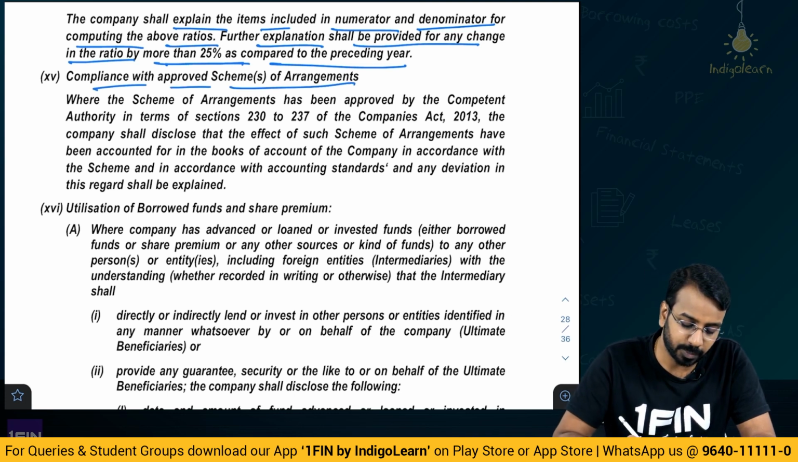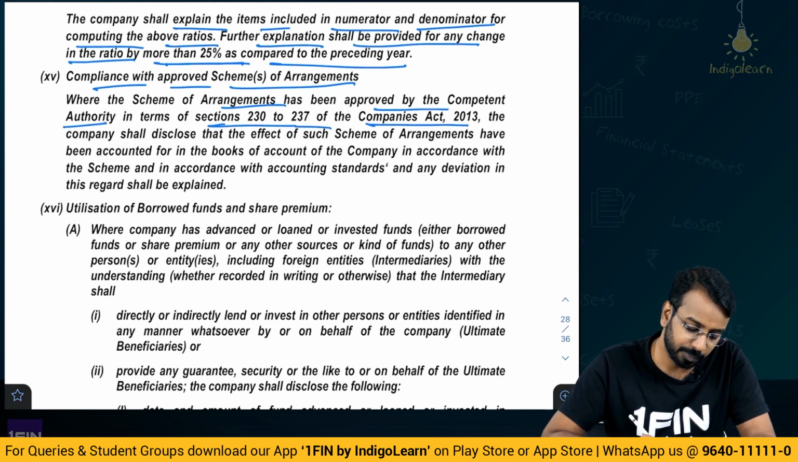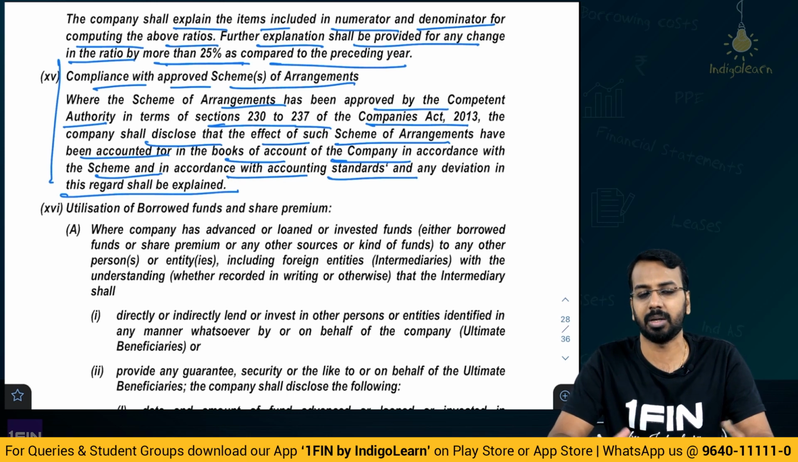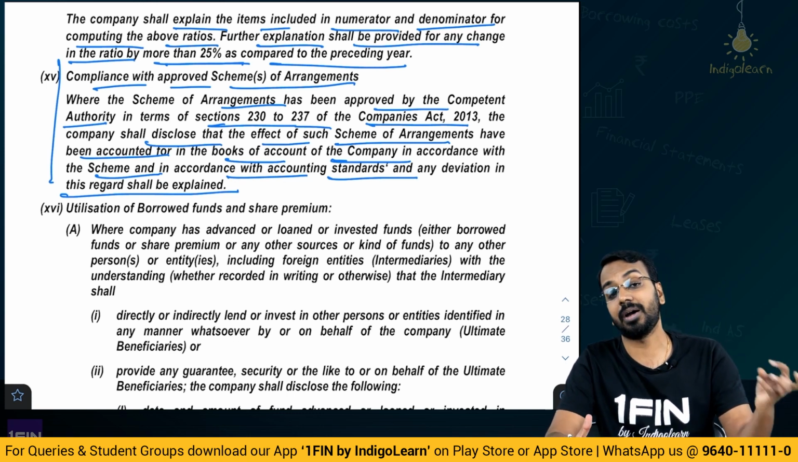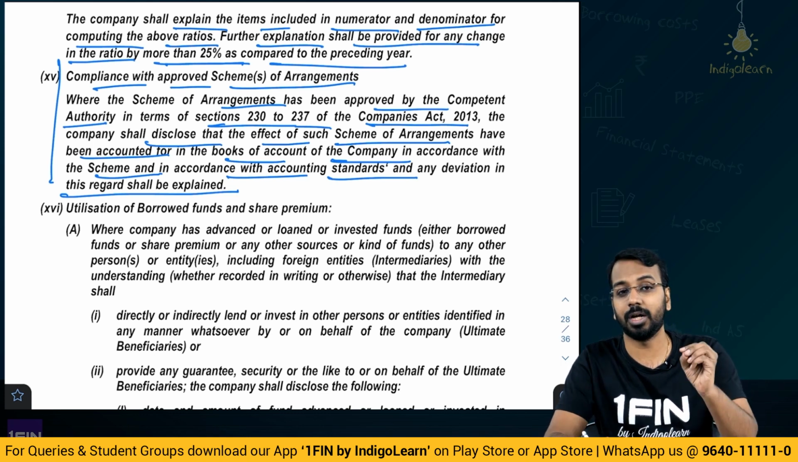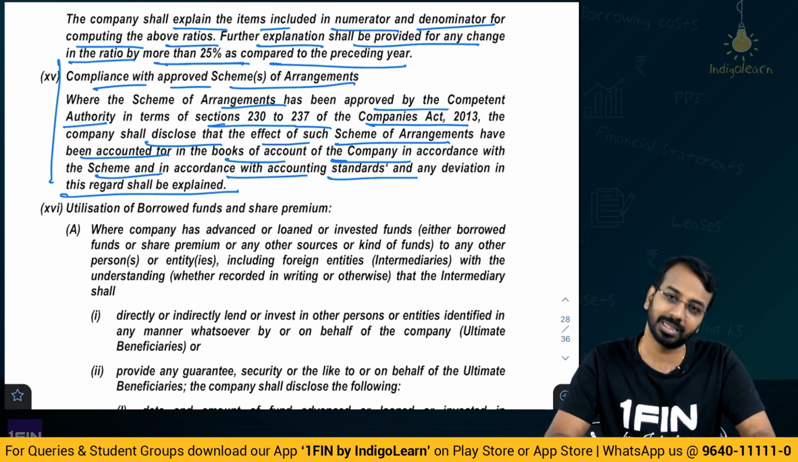Then compliance with approved schemes of arrangement. Where the scheme of arrangement has been approved by the competent authority in terms of sections 230 to 237 of the Companies Act, the company shall disclose that the effect of such scheme of arrangement has been accounted for in the books of account of the company in accordance with the scheme and in accordance with the accounting standards, and any deviation shall be explained. So, if there is any scheme of arrangement, amalgamation, merger and all of that, you have to comply with the scheme of arrangement and you have to ensure that you also comply with the accounting standards.